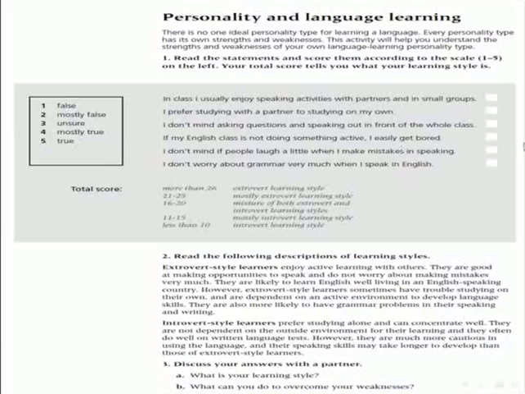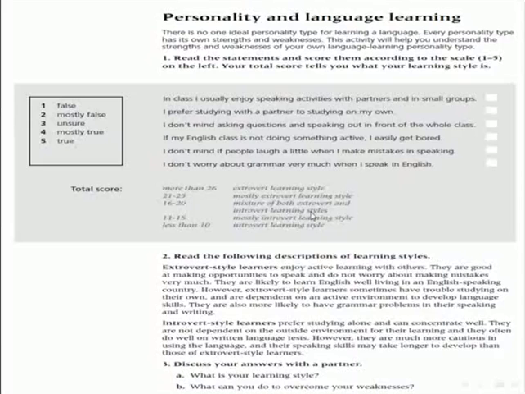Now, after we finish, we look at the result here, total score. If the result is more than 26, that means extrovert learning style. For you, the style for learning is extrovert. We call it extrovert learning style. Between 21 up to 25, we call it mostly extrovert learning style. If the score is between 16 and 20, we can say a mixture of both extrovert and introvert learning styles.